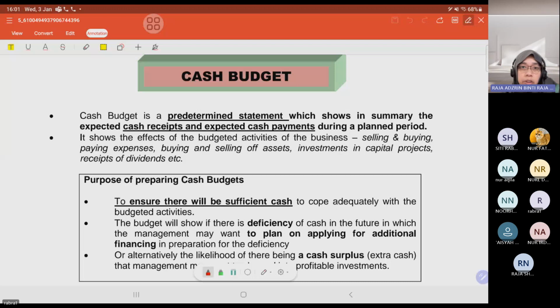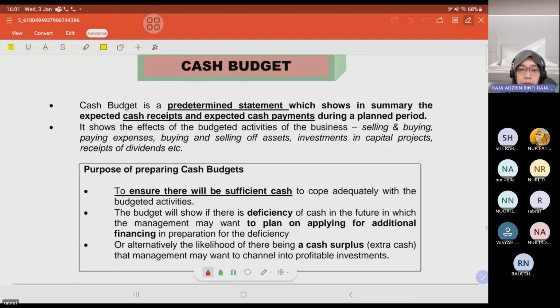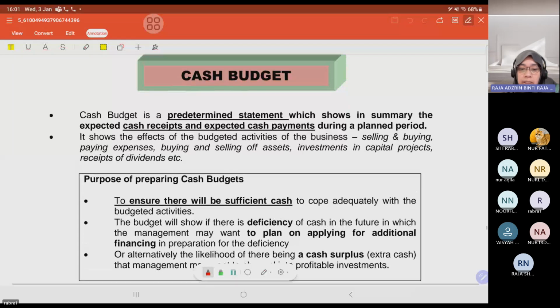So today I will continue with your cash budget. So basically when you talk about the cash budget, what is a cash budget? It is a predetermined statement. We continue based on previously we have looked into what is the functional budget. So now we proceed with the cash budget.